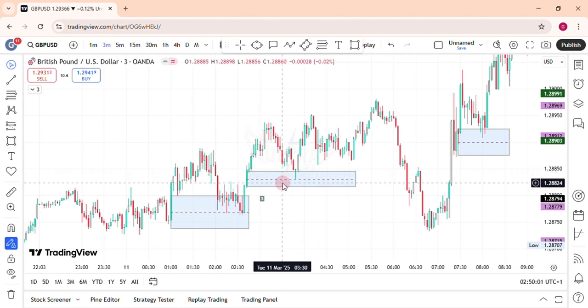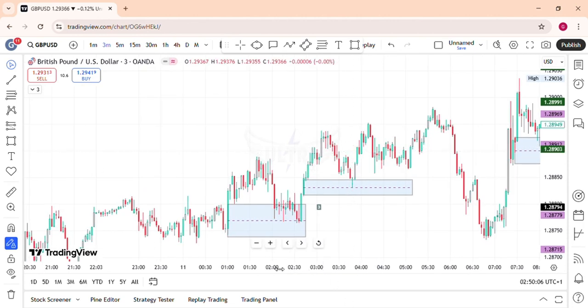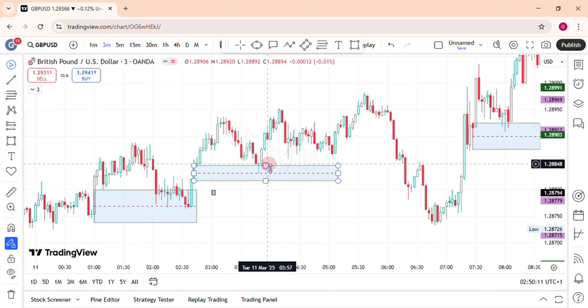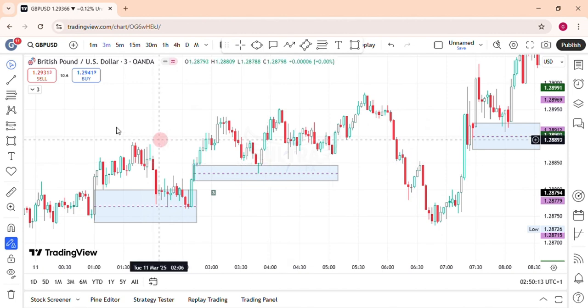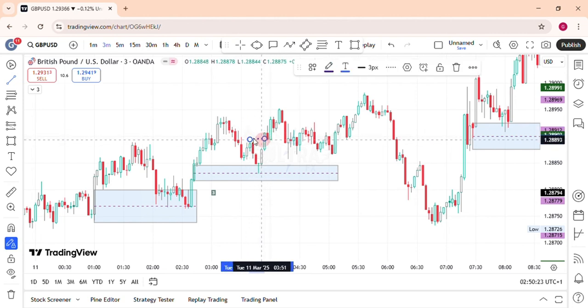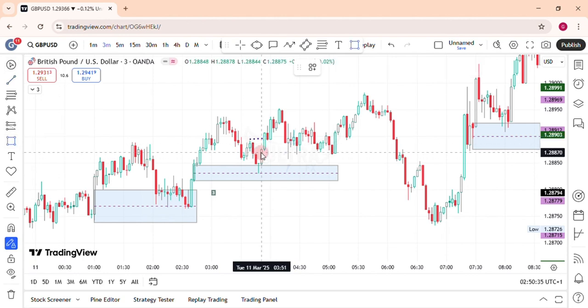After price tapped into this fair value gap, we need to be on the chart to know what happens next. So we always look for our break of market structure as usual, and a fair value gap prior to that break of market structure. So this is a break of market structure here. You can see that price closed above this high here, and we can also see our fair value gap right here. So let's highlight it. We have our fair value gap right here.